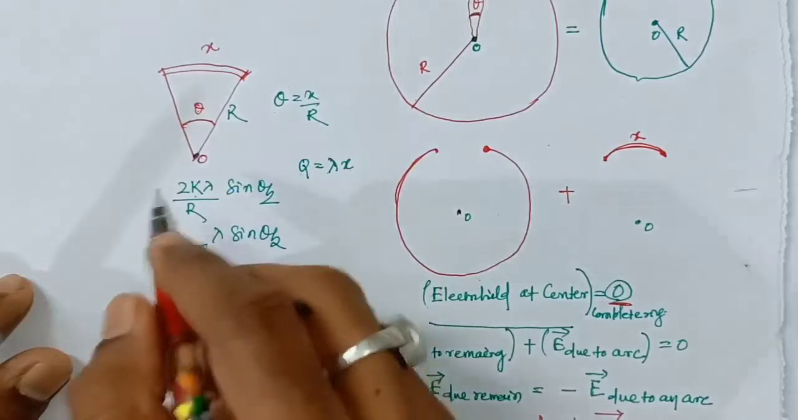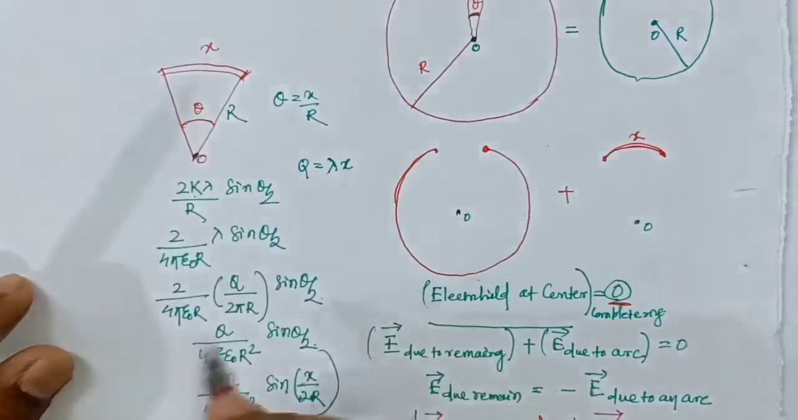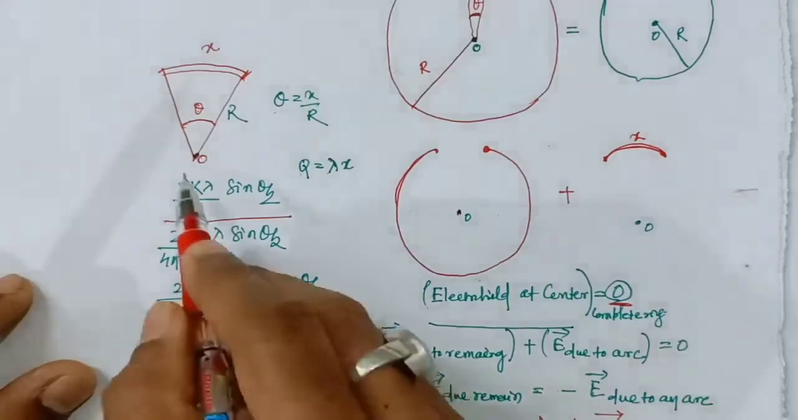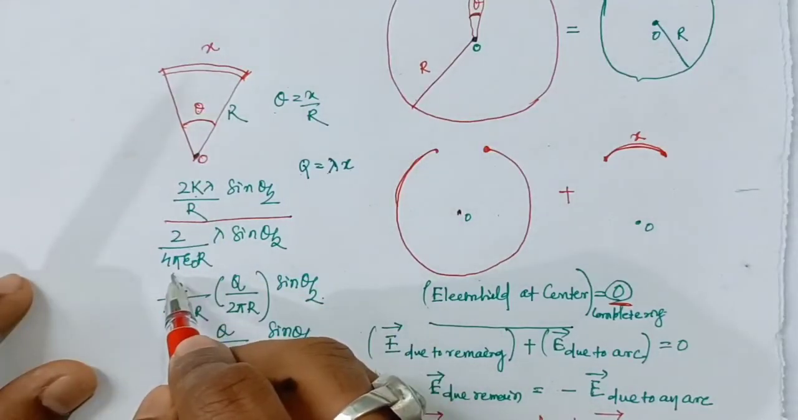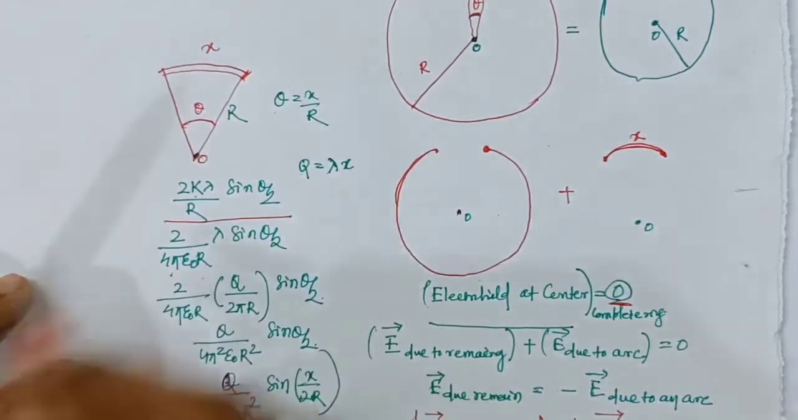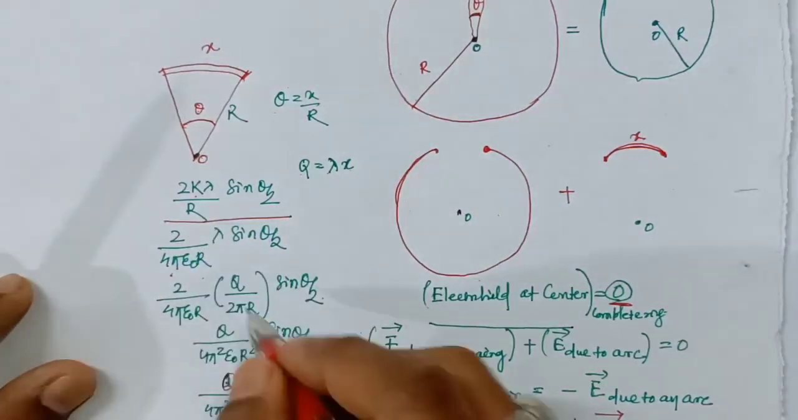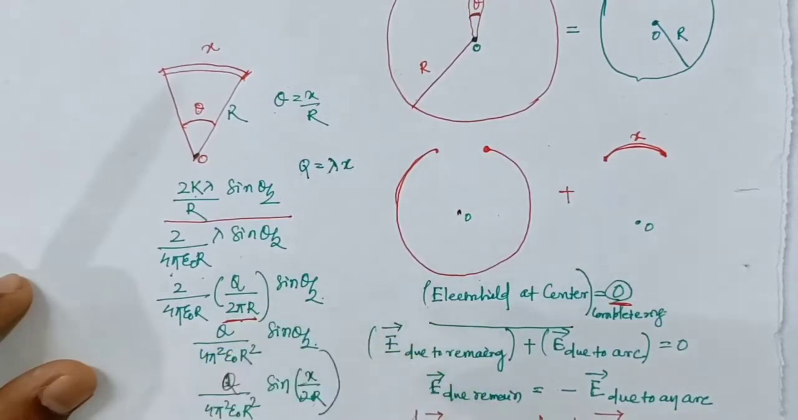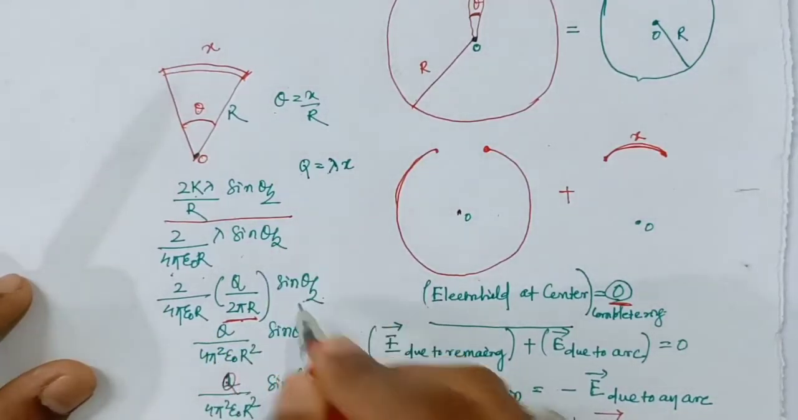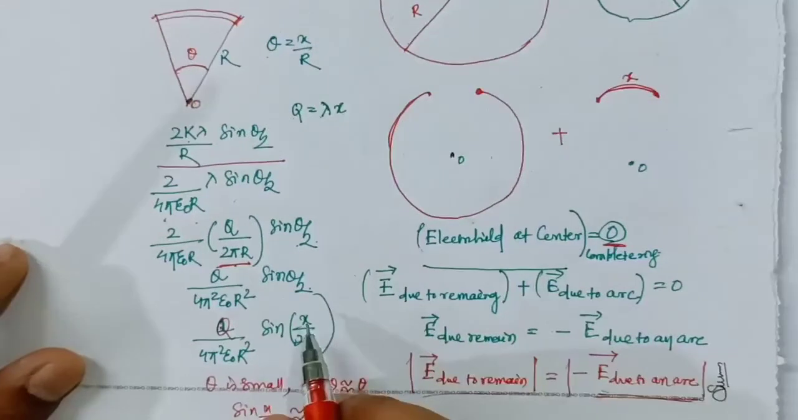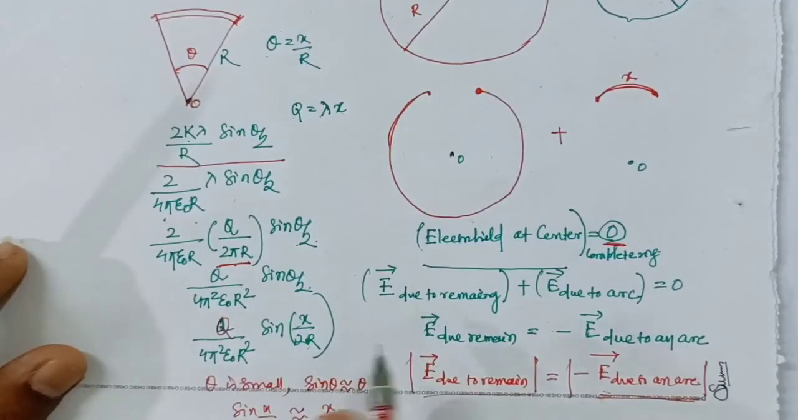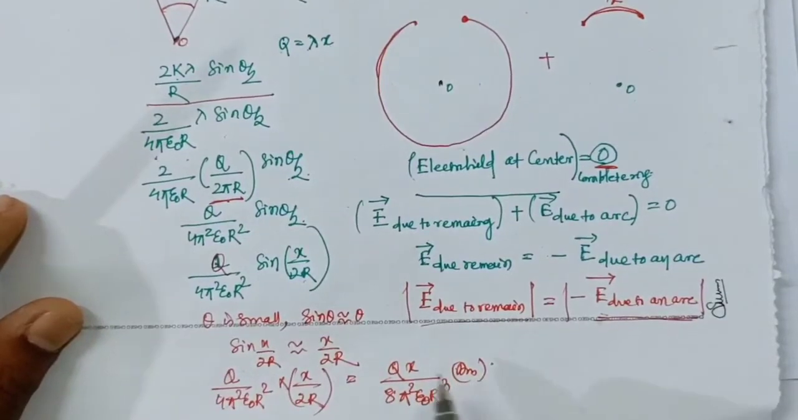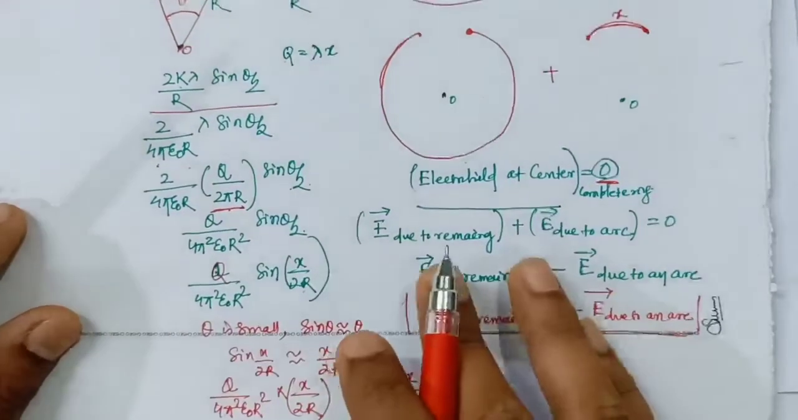This is one of my videos where I have solved this question. The expression is 2k lambda by r sine theta by 2. For k I will substitute 1 by 4 pi epsilon naught, and lambda is charge per unit length, that is q upon 2 pi r, and sine theta by 2. If I consider theta very small, then sine theta is equivalent to theta, and I concluded this result like this. I hope this question is clear to my students.